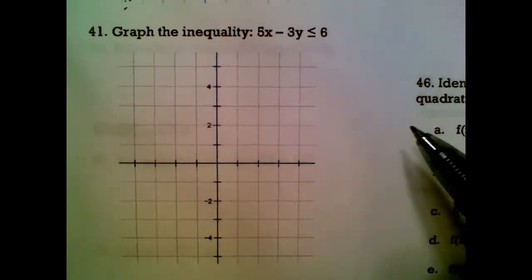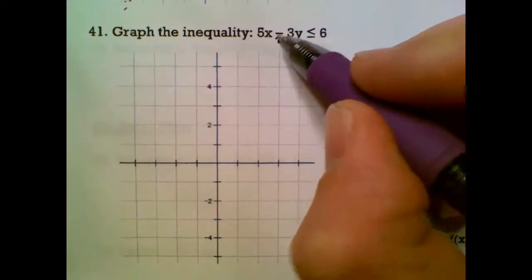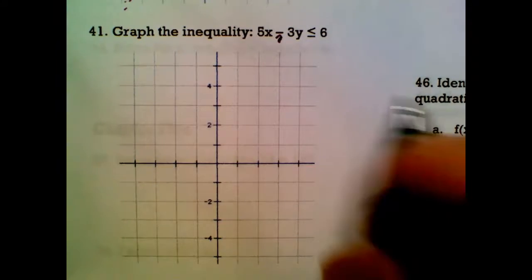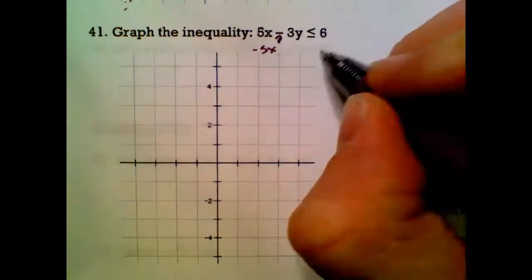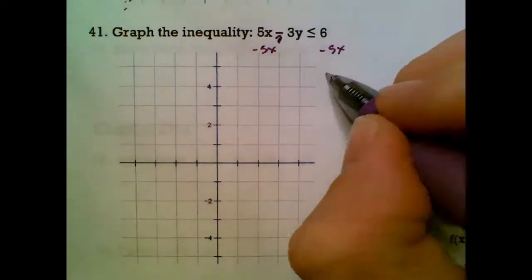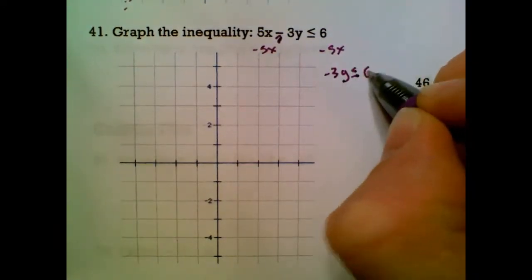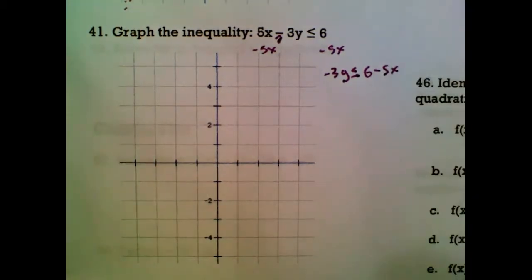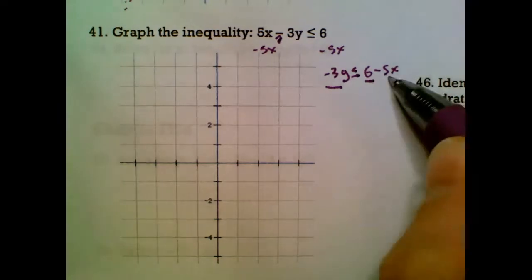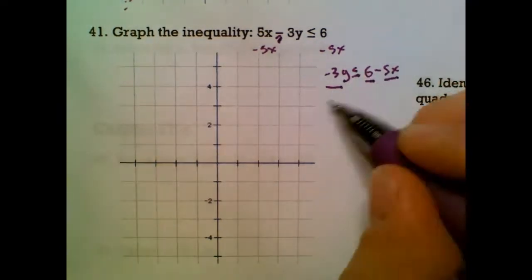So here it says graph the inequality. This is just like the last problem, except guess what? Get that negative there. I bet that does something. So first step, get y by itself. So let's subtract 5x from both sides. What we have is negative 3y is less than or equal to 6 minus 5x. Okay. Next, we have to divide by this negative 3. But remember from earlier, when you divide by a negative while dealing with inequalities, you have to change the sign.